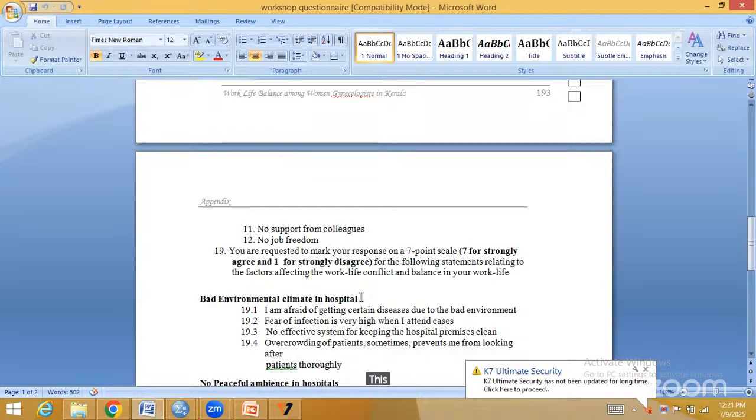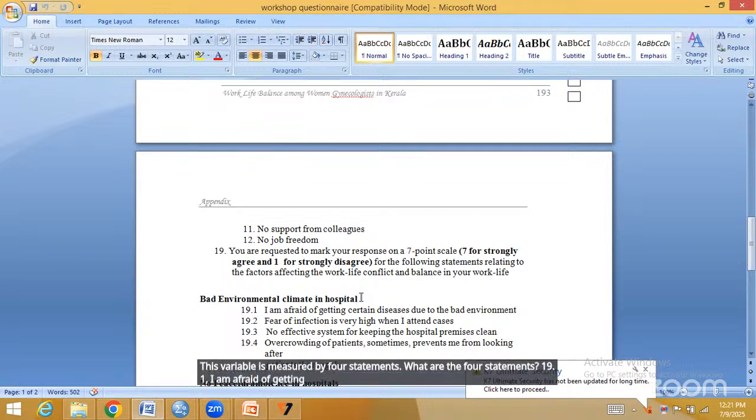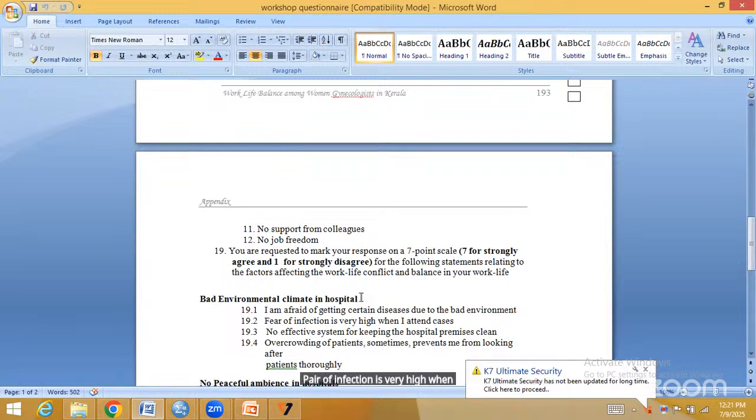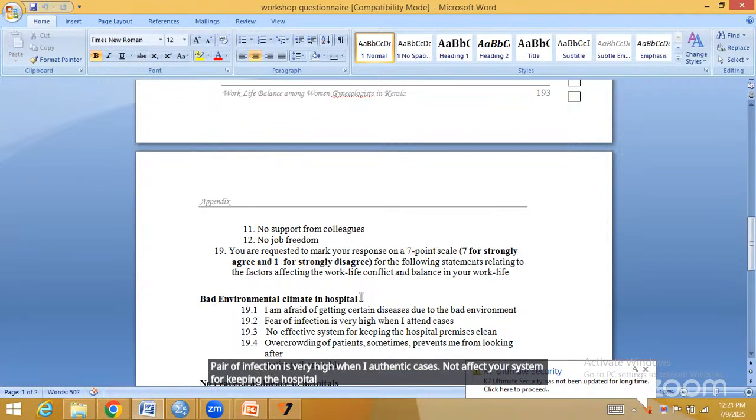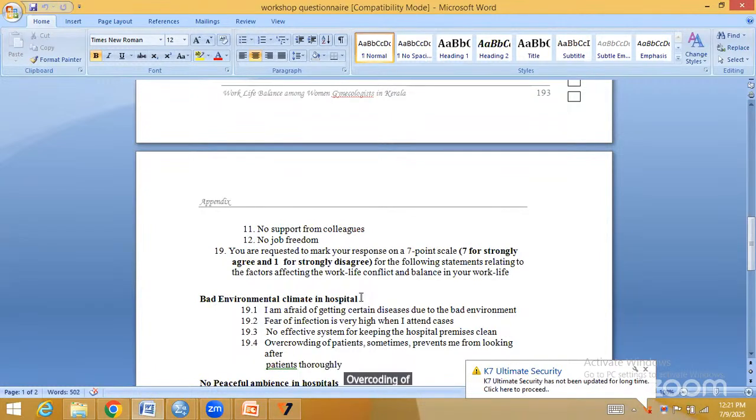This variable is measured by 4 statements. What are the 4 statements? 19.1, I am afraid of getting certain disease due to the bad environment. Fear of infection is very high when I attend the cases. No effective system for keeping the hospital premises clean. Overcrowding of patients sometimes prevents me from looking after patients thoroughly. These are the 4 statements used for getting response of the gynecologist for the measurement of a qualitative variable, bad environment and climate in hospital.